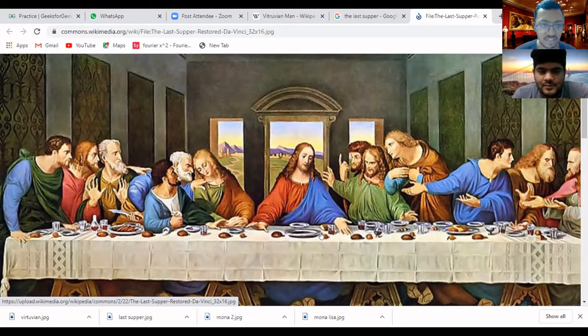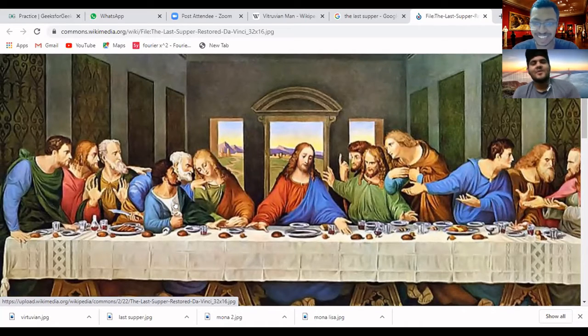Oh, I see a knife. You can say that is a knife, but that is not the person who betrays Jesus. The person third from the left of Jesus. Yeah, you are right.